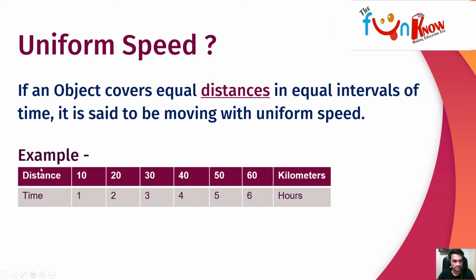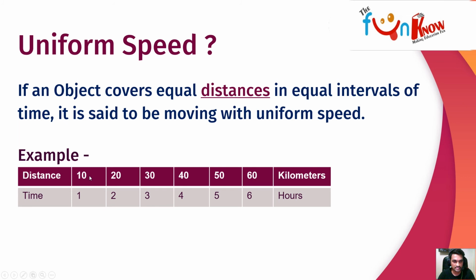Let's take this example. Here, let's consider a car is moving and it covered 60 kilometers in 6 hours. So, in 1 hour, it covered 10 kilometers. In 2 hours, it traveled 20 kilometers. So, each hour it is traveling 10 kilometers. So you can see that the interval between the distance is equal.